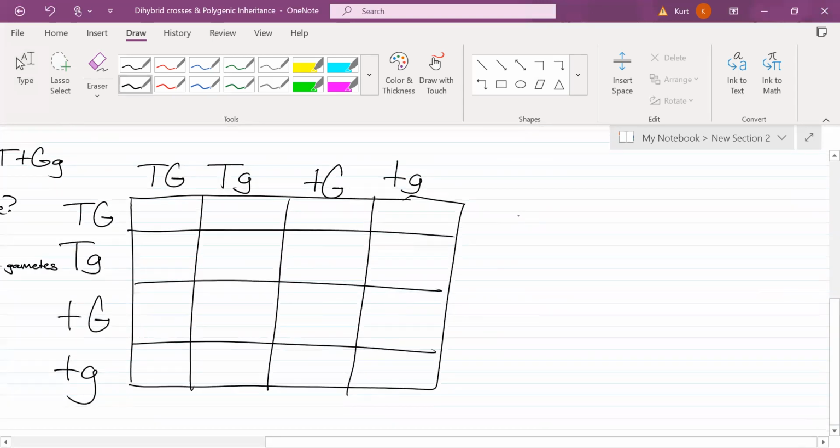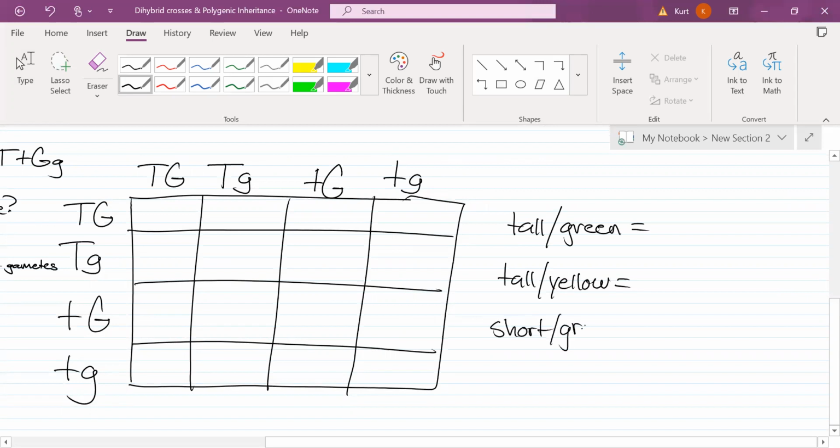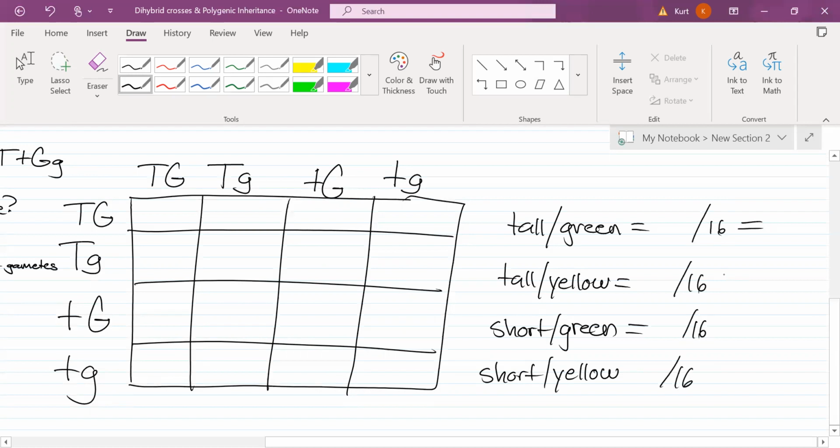I need you to tell me what percent are going to be tall and green, tall and yellow, short and green, and short and yellow. There are 16 total boxes, so it's going to be out of 16. You then need to tell me the percentage, or the frequency, point something, something, something, something.